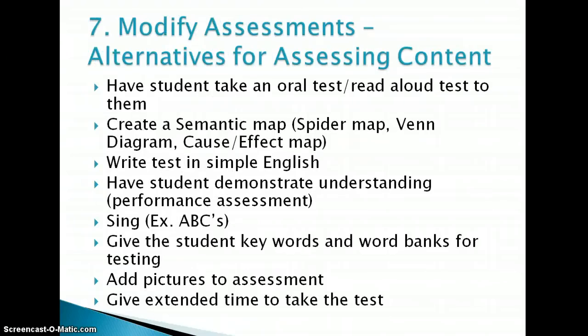The last thing I'm going to talk about today is to modify assessments. I've given a few examples of alternatives for assessing content. You can have the student take an oral test or read the test aloud to them. You can create a semantic map. Examples of this would be a spider map, a Venn diagram, a cause and effect map. You can also write the test in simple English. You can have the student demonstrate understanding. You can have the student sing. An example of this would be singing the ABCs. You can give the student keywords and word blanks for testing, and you can add pictures to assessment or give extended time to take the test.